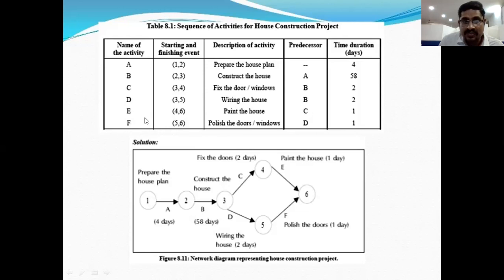F activity precedes D. So D means here wiring the house. So if we polish the doors and windows, then D activity will be performed. If wiring of the house is completed, then only this F activity will be performed, right? This is the meaning of preceding activities. So now we need to draw the network diagram.